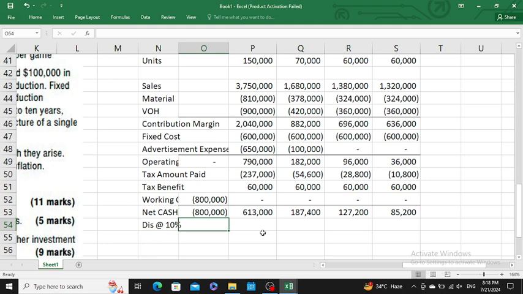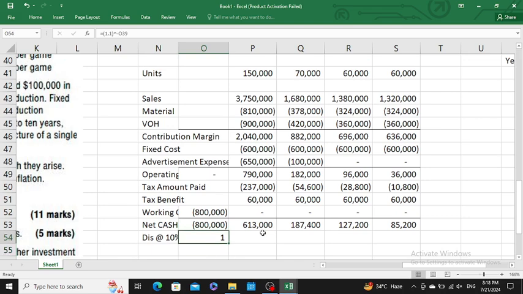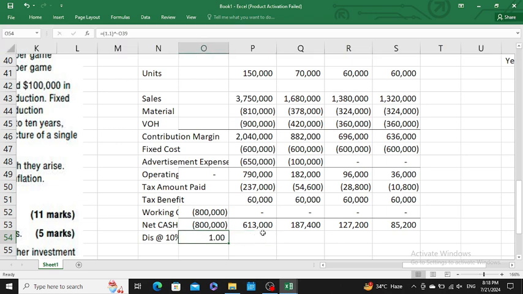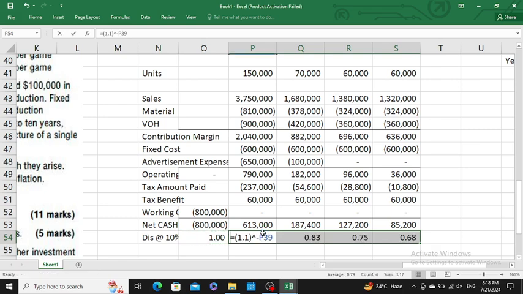So there are two formats. The easiest one, nearest to me, is: if it is 10%, you would get 1 plus 10%, which means (1.1) raised to the power minus 1. So instead of dividing 1 by 1.1 raised to the power number of years, I preferred to use 1.1 raised to the power minus number of years. For example, for year 0, it's 1.